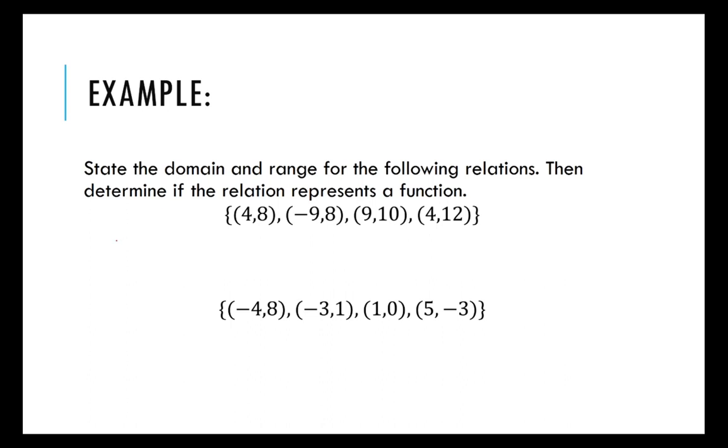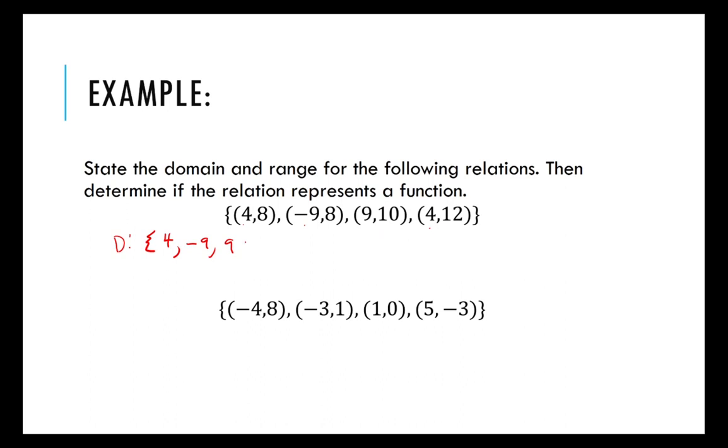So we're going to state the domain and range for the following relations, and then determine if the relation represents a function. Let's deal with this first one. I'm going to represent the domain. Well, I just need to find the x values. Notice I have 4, -9, 9, and 4. Because we're talking about a set in curly braces, if something repeats, it doesn't matter, you're only going to write it once. So even though 4 shows up twice, we just write 4 one time. Then we also have 9 and negative 9 showing up.